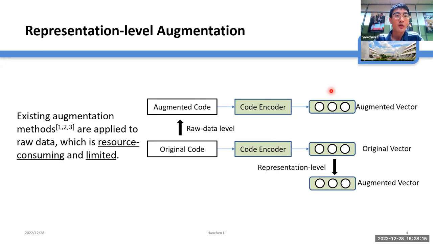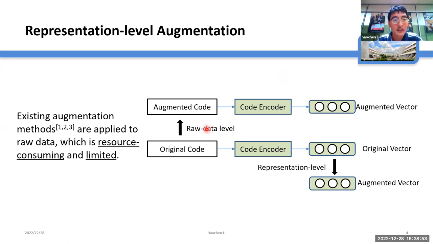And in this work, we mainly focus on the process of data augmentation. Data augmentation is very important in all of the deep learning based methods because it could improve the robustness and performance of neural networks in nearly all of the tasks. But existing augmentation methods have mainly two drawbacks because they are applied to raw data. So they are resource consuming and limited. I will use the right figure to explain these two drawbacks.